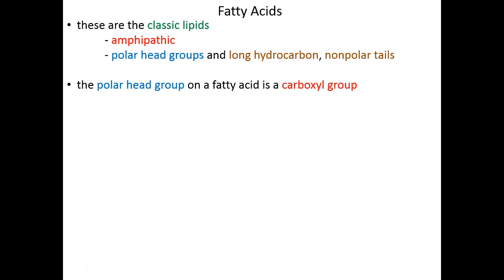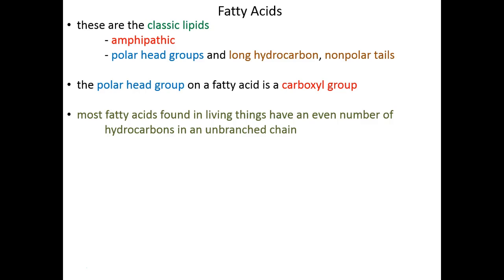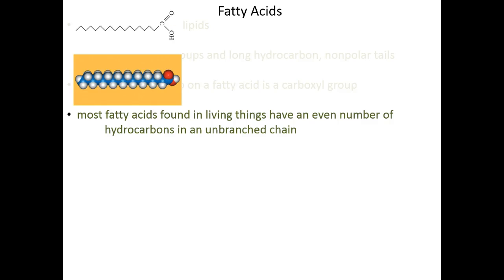The polar head group on some fatty acids is a carboxyl group, and we saw that in the case of palmitic acid. Most fatty acids that are found in living cells, in living things, have an even number of hydrocarbons, and those hydrocarbons exist in an unbranched chain. We'll talk about branched chains in just a second, but here's an example of an even-numbered, unbranched chain fatty acid, such as palmitic acid. Here's that carboxy group, very polar, hydrophilic, interacting with water, and we see 1, 2, 3, 4, 5, 6, 7, 8, 9, 10, 11, 12, 13, 14, 15, 16, 17, plus the initial carbon that starts the chain is 18 carbons.